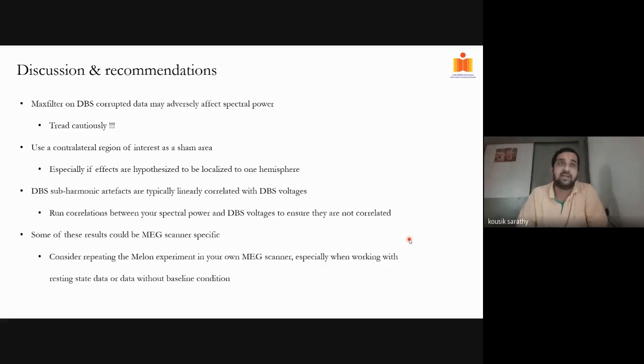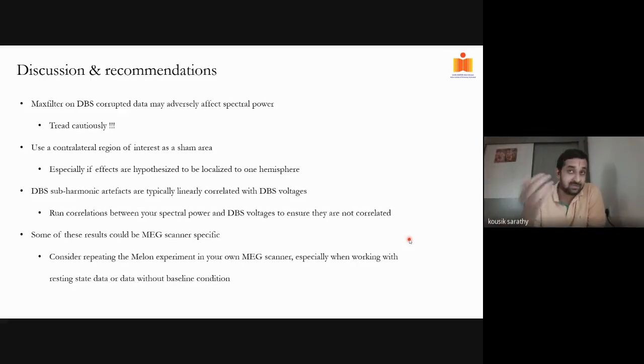So based on the results that we can see now, we have to be careful when we use MaxFilter on DBS data. So you have to tread cautiously. That's the first takeaway. The second takeaway is that you could use the contralateral region. Let's say I'm asking somebody to make a fist and do repetitive motions on the right hand. So we are looking at the left hemisphere typically. We could use the right hemisphere as a sham area, or the occipital region as a sham area. And if we are not able to see the same spectral changes in the sham area, then we can be more or less sure that it is not an artifact. So that's something we can use now.